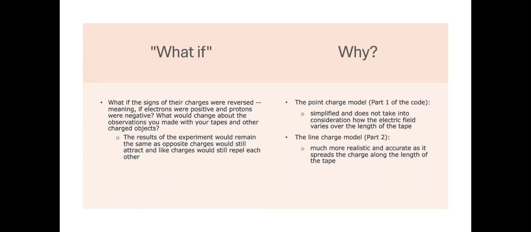So what if the signs of the charges were reversed, meaning the electrons are positive and protons negative? The names would just switch. The results of the experiment would be the same, because the like charges would still repel and the opposites would still attract. The point charge model for the why question is simplified and does not take into account how the electrical field varies over the length of the tape. The line charge model is much more realistic and accurate as it spreads the charge along the length of the tape.